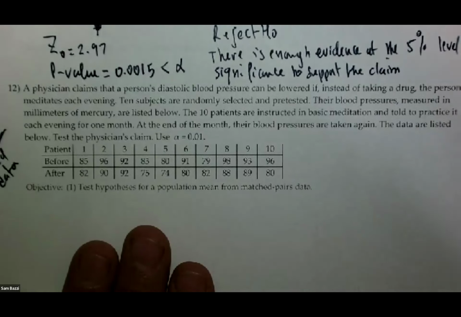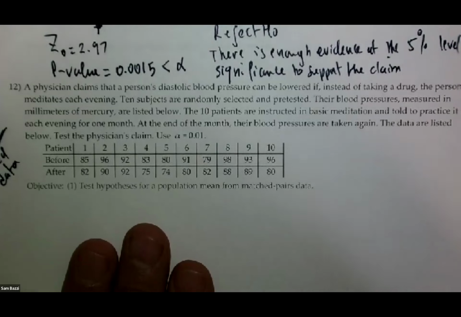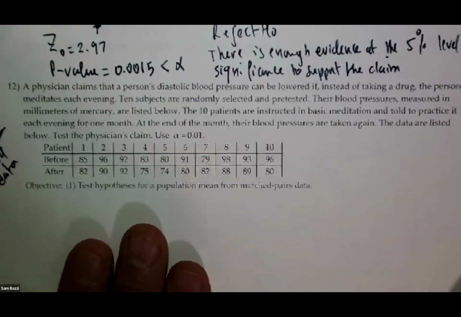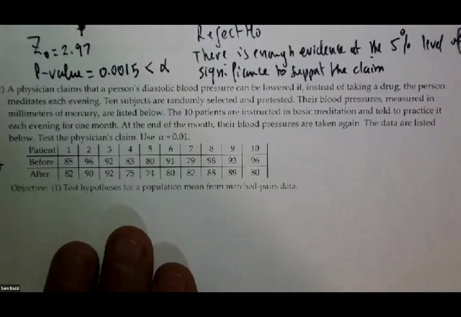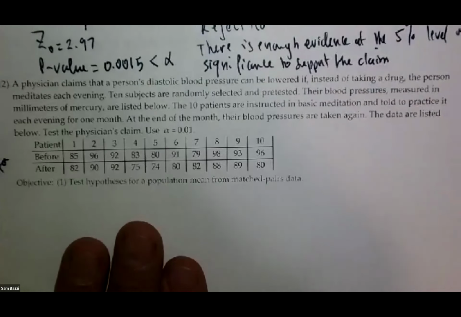A physician claims that a person's diastolic blood pressure can be lowered if instead of taking a drug, the person meditates each evening. 10 subjects are randomly selected and pre-tested. Their blood pressure measured in millimeters of mercury are listed below. The 10 patients are instructed in basic meditation and told to practice it for 1 month. At the end of the month, they take their blood pressure again. Test the physician's claim. If you guys agree with me that this is a paired data set, that these are dependent samples, then this is how we're going to proceed.